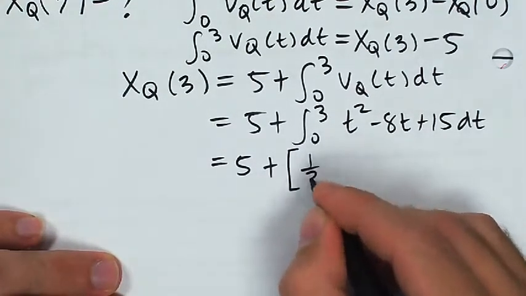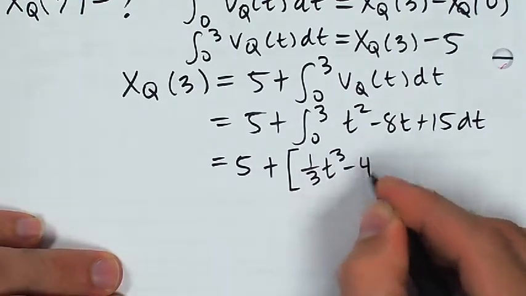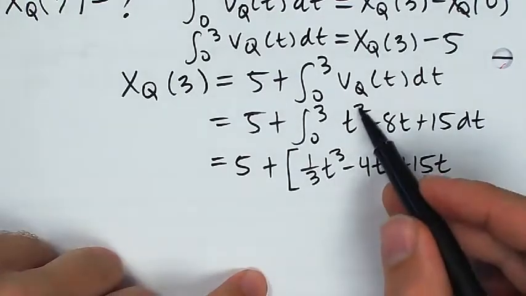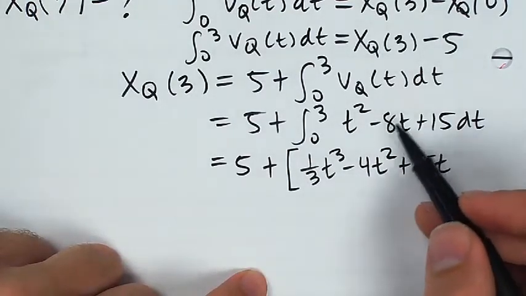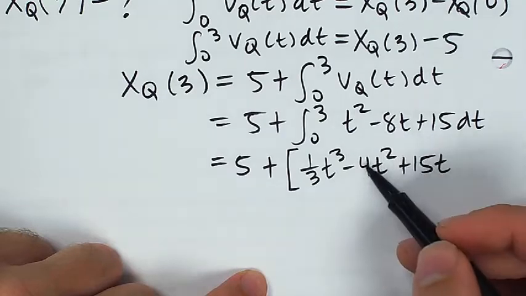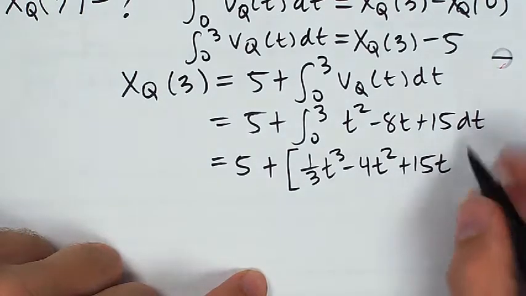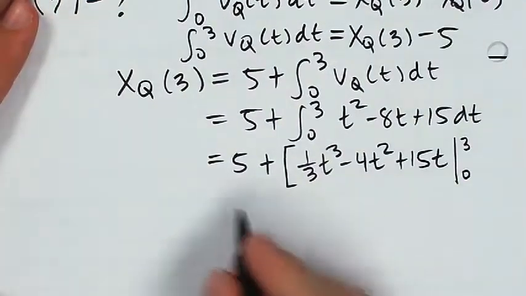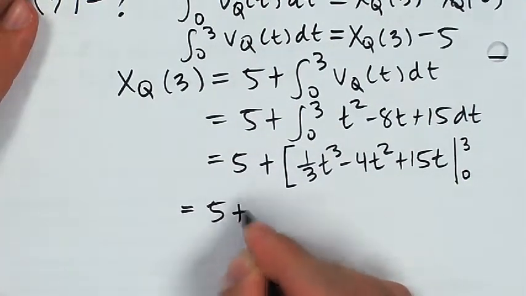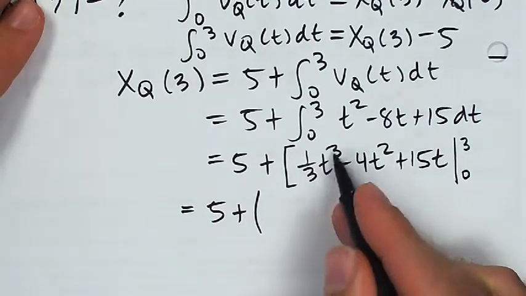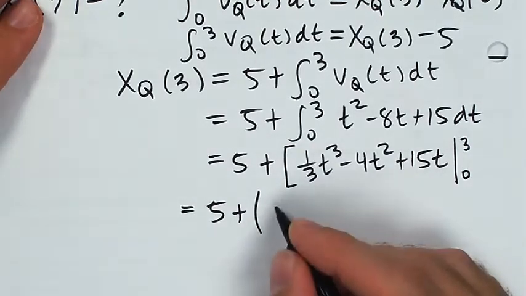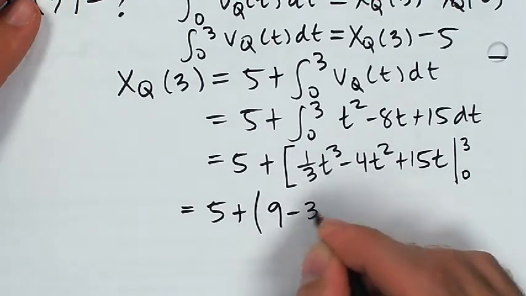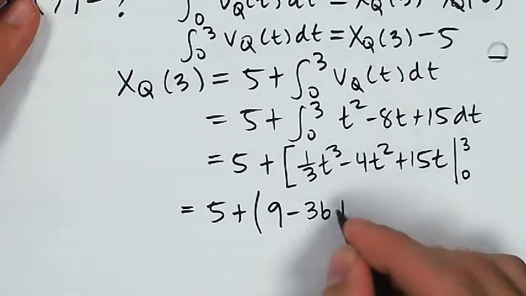Okay, so this is going to be 1/3 t to the third minus 4t squared plus 15t, right? I just anti-differentiate: add 1 to the power, divide by the new power. For t to the 2, 8 divided by 2, add 1 to the power, divide by the new power. Okay, and we're going to let t run from 0 to 3. So this is going to equal 5 plus, when I plug in 3, 3 to the 3 is 27. 27 divided by 3 is 9. Minus 4 times 9 is minus 36. Plus 45.